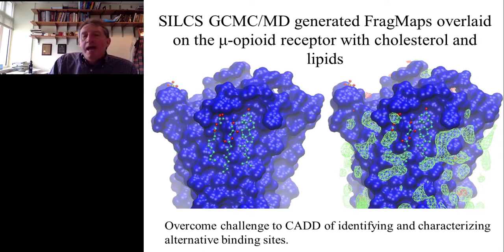But again, because we have the full simulation system with the lipid bilayer and the cholesterol, we can make these observations that allow us to not just do drug design, but also to think about how GPCRs function and so on.